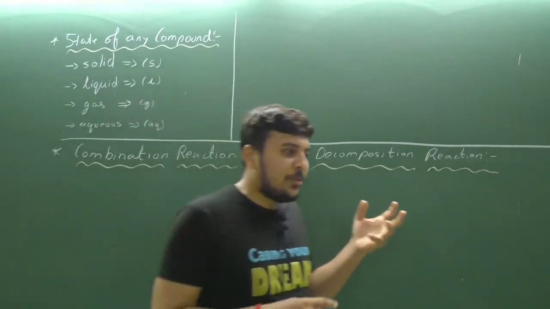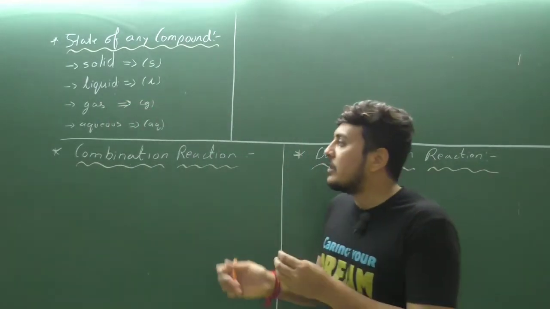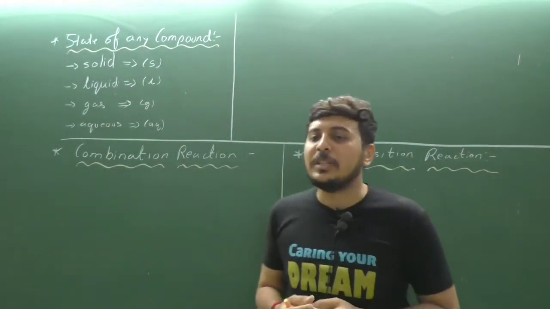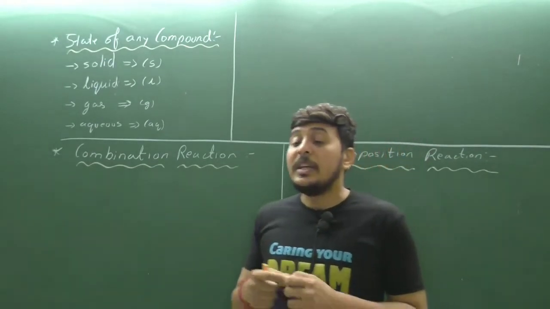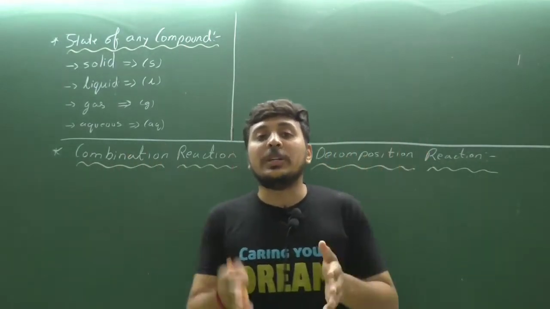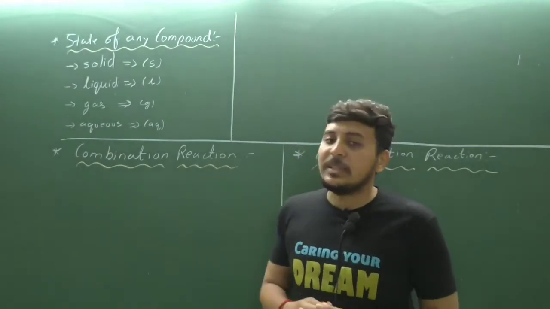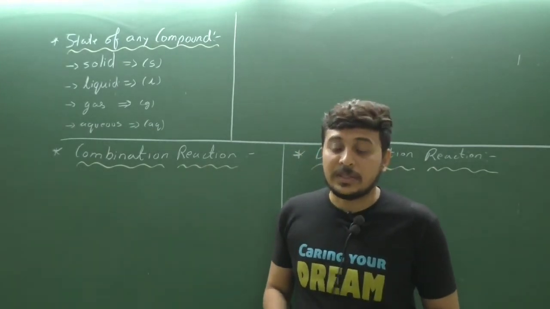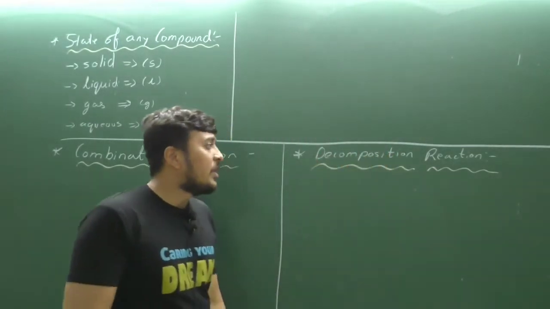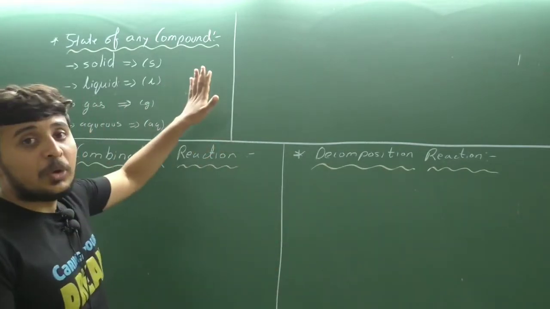reaction. So now we are going to learn in detail some of the edges of the combination reactions and the decomposition reactions and some of the most important combination reactions and decomposition reactions. But starting with the equation, how to make the equation more informative?